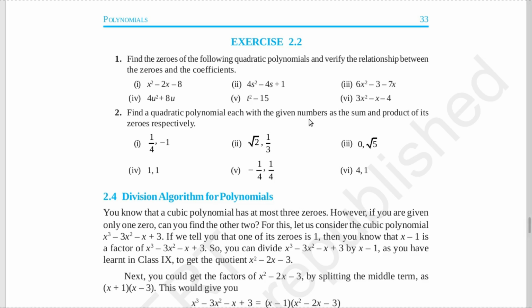We'll solve one more problem from this same exercise. So here 6x square minus 3 minus 7x. Let me take the next one, the third one: 6x square minus 3 minus 7x.